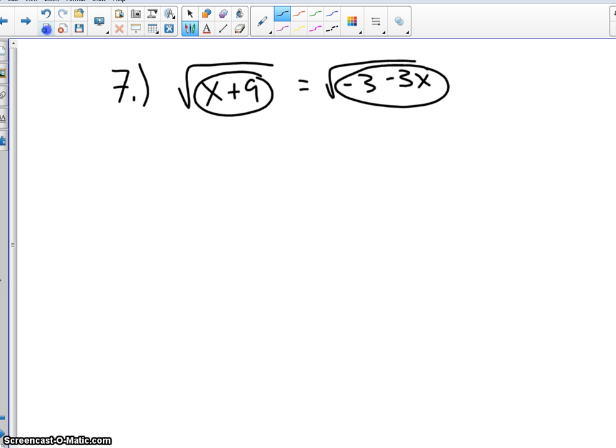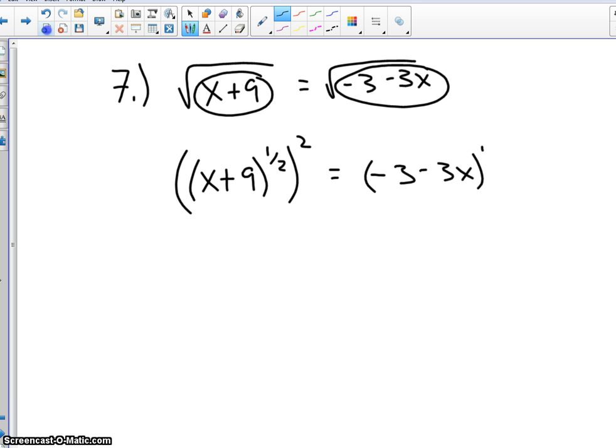Mathematically, you could think about it in this way. You take x plus 9 to the 1/2 power, square that, and it has to be equal to negative 3 minus 3x to the 1/2 power, just changing the radical into exponent notation, and we're squaring both sides. Either way, you can just think of it as you take away the radical sign. Those parts have to be the same. Now solve the equation. A number of ways to do that.